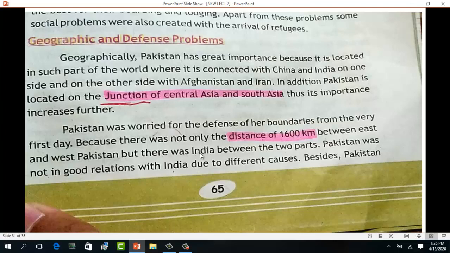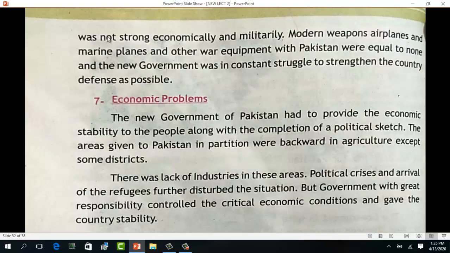But which country was in between East and West Pakistan? India. And at that time, the relation of Pakistan and India was not too good. That's why Pakistan worried from the very first day. Pakistan was not in good relation with India due to different causes. Besides, Pakistan was not strong economically and militarily.